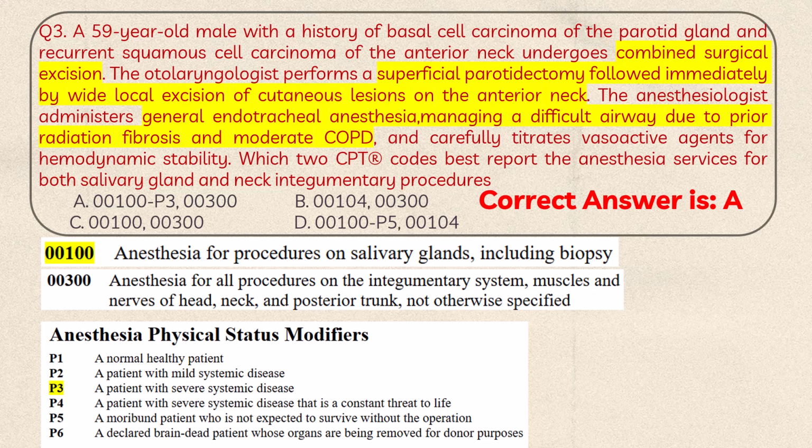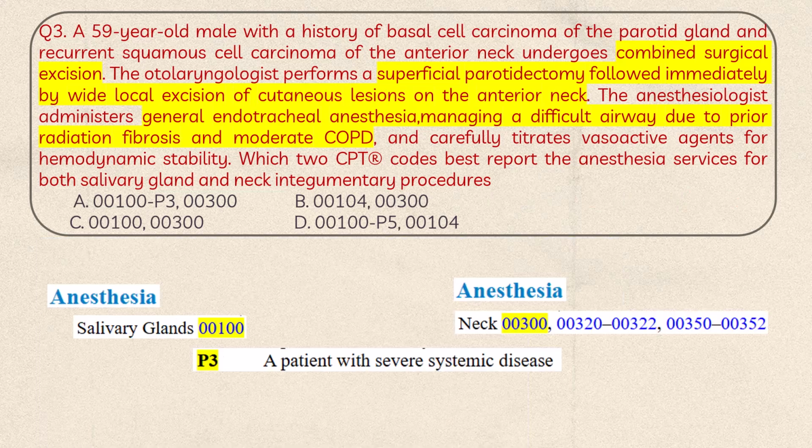If you encounter this case in a real working scenario, you have to use the CPT alphabetic index. First you have to go to the anesthesia. The first case was done in the salivary gland. So go to salivary glands, it will lead you to the code 100. Again, go back to the tabular list and confirm the answer. Second case done in the neck. So again, go to the anesthesia, then go to the subcategory of neck. Then it will lead you to the following code. Again, go back to the tabular list and confirm the answer.